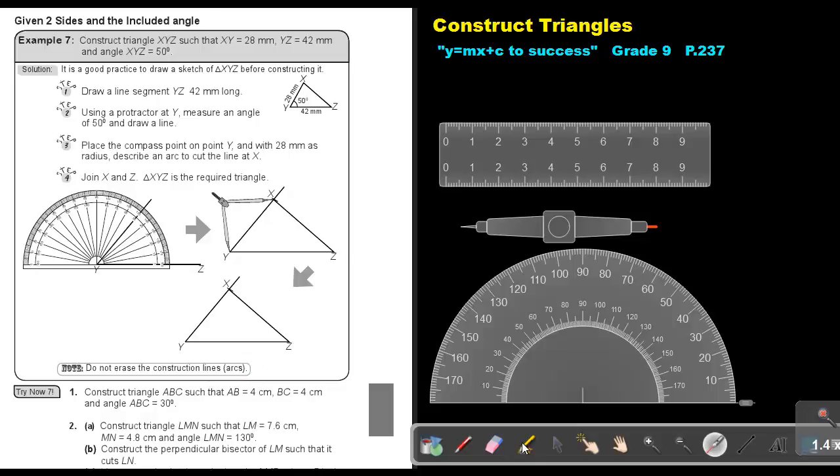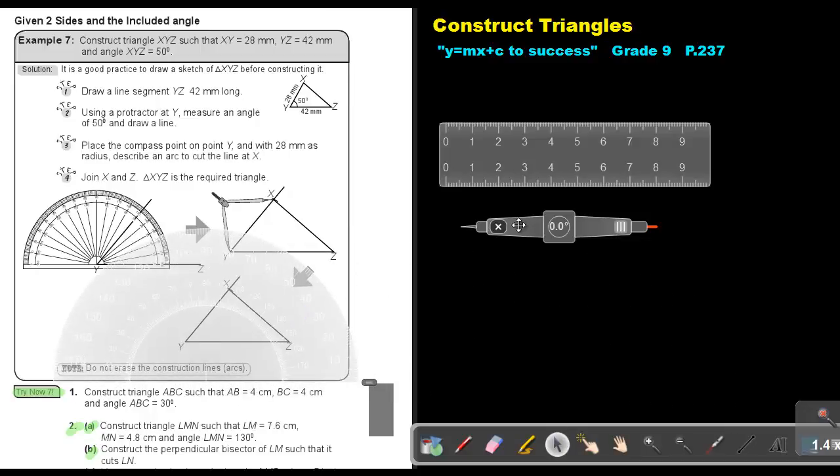I want you to do Try Now 7, number 2. Complete it. You can stop the video, and as soon as you are finished, you can continue with the video. I'm just going to put all my instruments there. I will use them one by one.